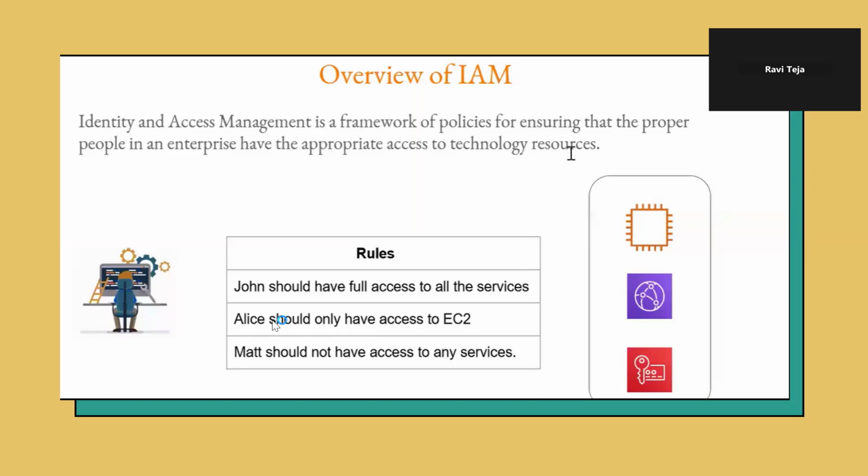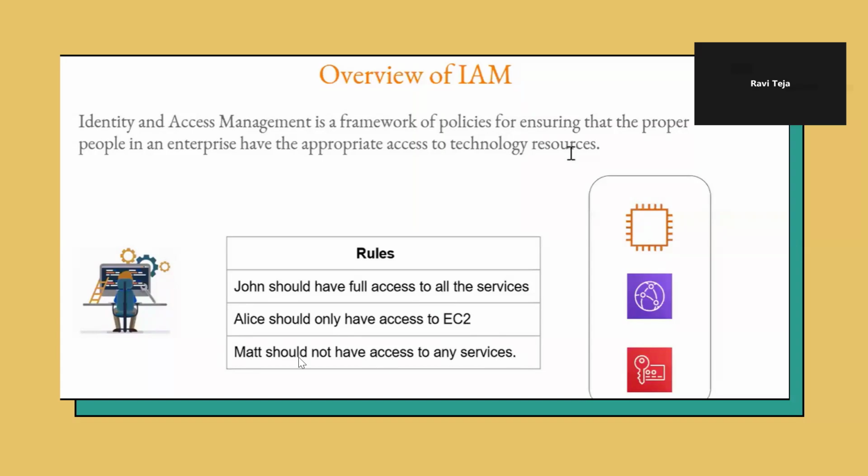Alice should only have access to EC2. Whenever she tries to create Lambda, she won't be able to, because she only has access to create EC2. Matt should not have any access to services. There are no services for Matt to create, not even EC2, because the administrator has not assigned any services to this user.